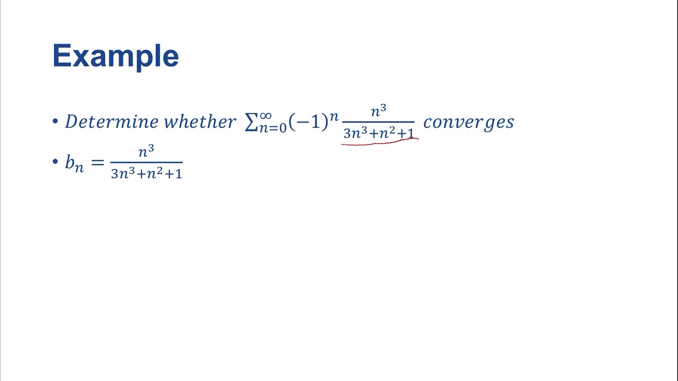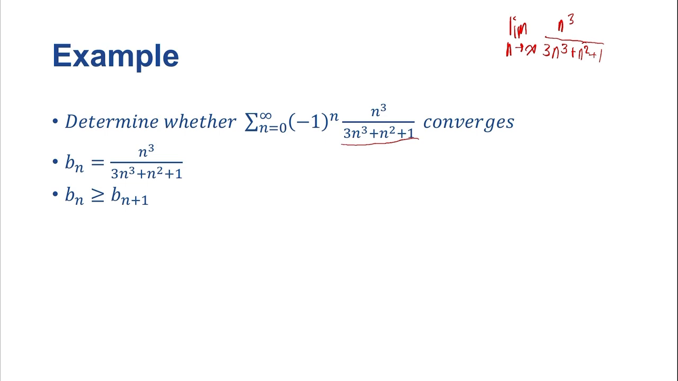Okay, so let's see if it decreases. We can see b sub n is going to be greater than b sub n+1, but also let's see if we converge. So we're going to take the limit as n goes to infinity of n cubed over 3n cubed plus n squared plus 1.